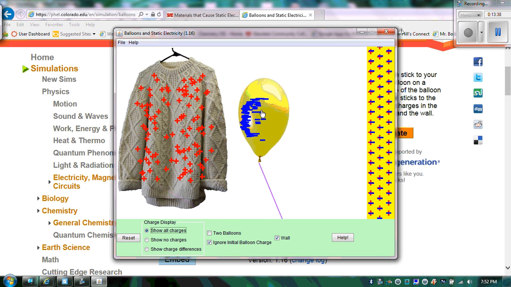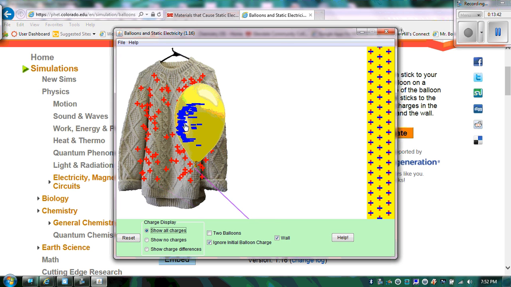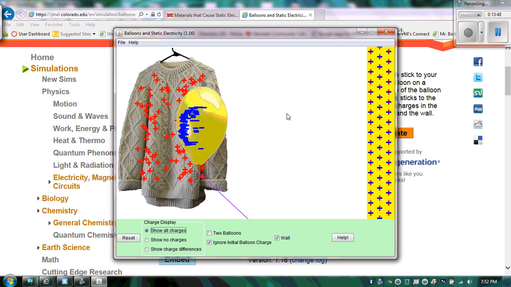Okay, and also if I get the balloon near the sweater, it feels attracted to the sweater because that's originally where it had its initial charge. So the sweater is positive, balloon is negative, and so it feels drawn to the sweater.